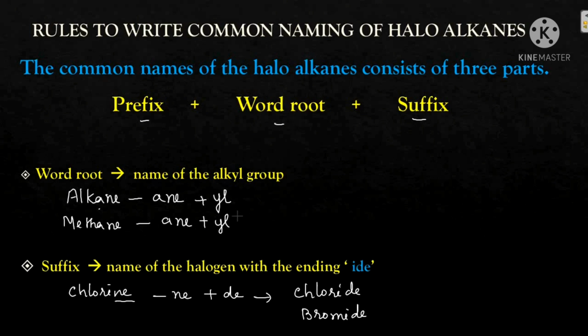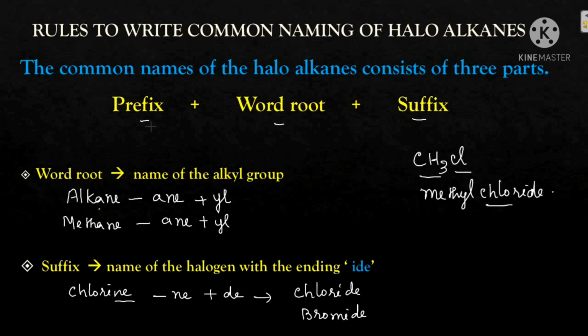The word root should be alkyl. For example, if it is CH3Cl, this is the alkyl word root, methyl, and this is chlorine, so it should be written as chloride: methyl chloride. This is the basic one.